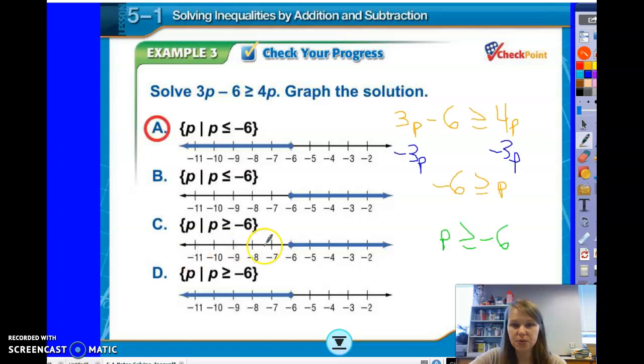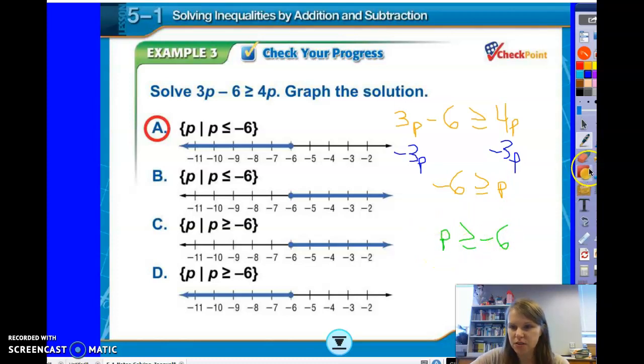What I did for this one here, what I was looking at, 3p minus 6 is greater than or equal to 4p. So what I did is I subtracted 3p from both sides. When I did that, I had 4 minus 3. That gave me a 1. I didn't write the 1, but it's there, right? So 1, and now I've got -6 is greater than or equal to p. I kind of like writing the variable first, so I just rewrote it saying p.